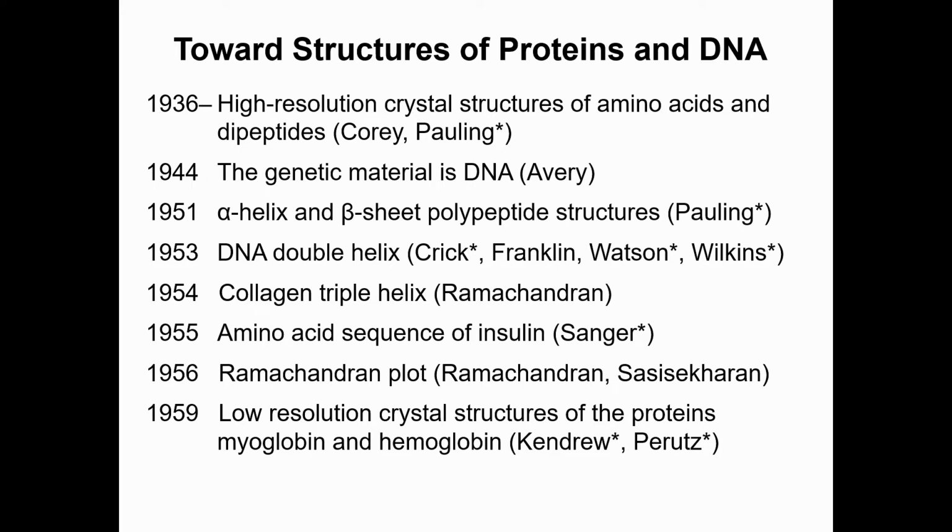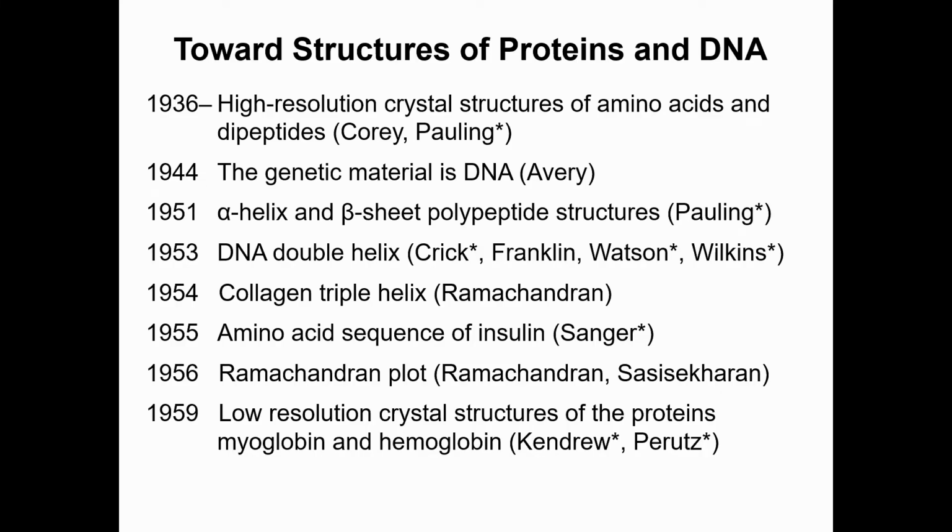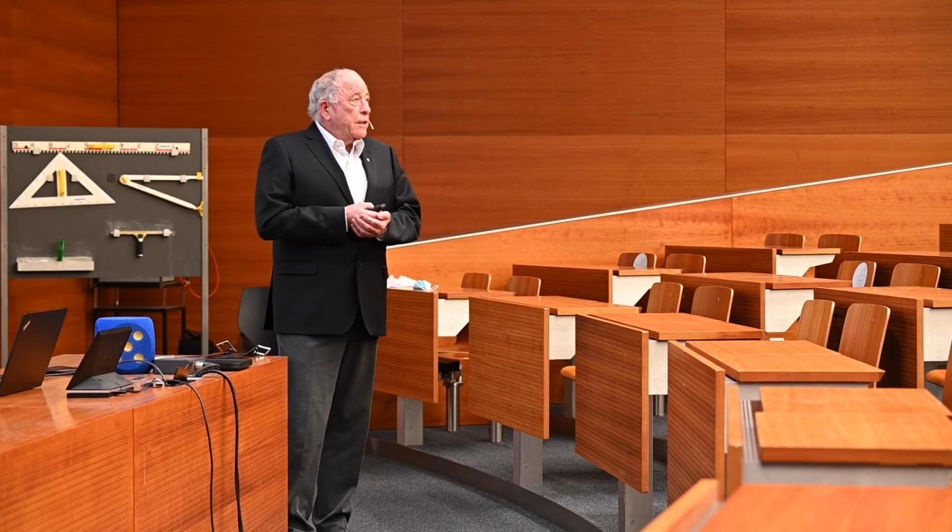In 1954, Ramachandran, an Indian scientist, developed the collagen triple helix. In 1955, Sanger determined for the first time the ordering of the building blocks along the chain in a protein. And in 1956, Ramachandran developed the so-called Ramachandran plot. I will illustrate this in just a minute, which is based primarily on the data measured by Pauling in the early times from 1936 to 1950, where he obtained exact dimensions of amino acids and dipeptides.